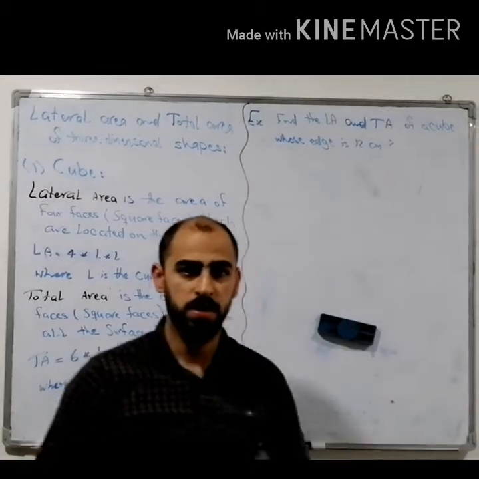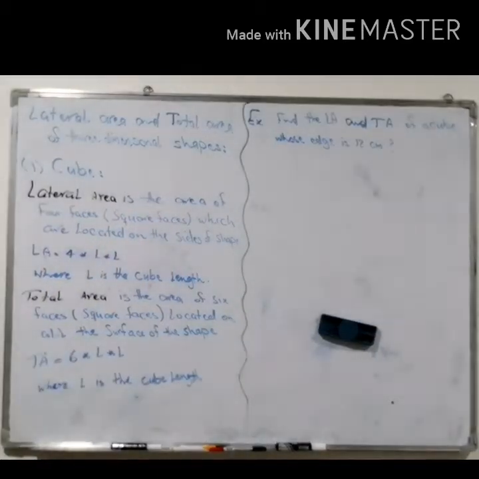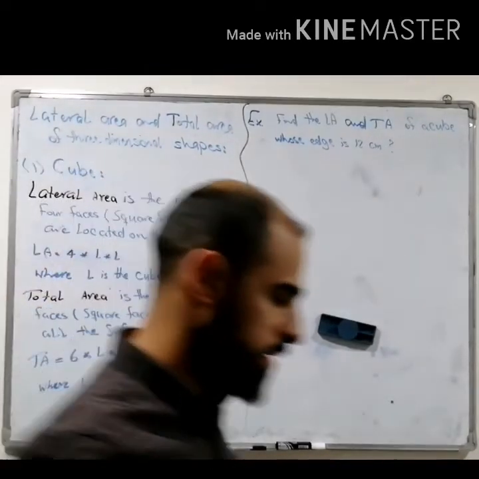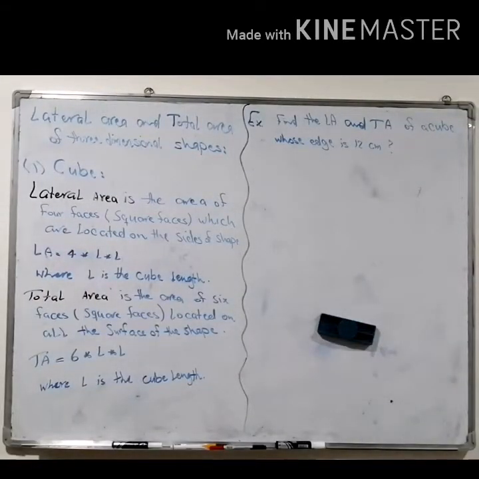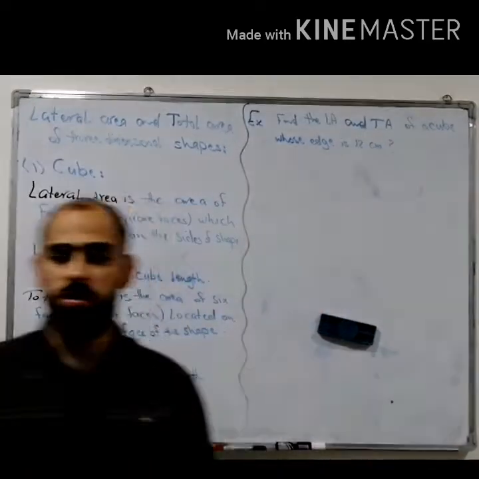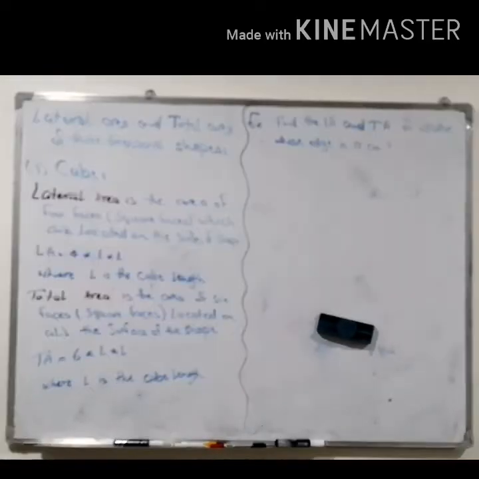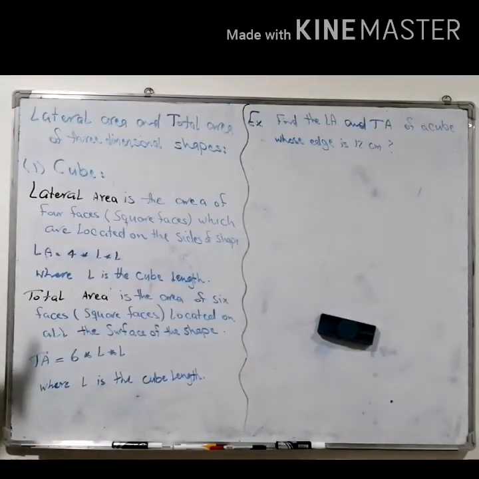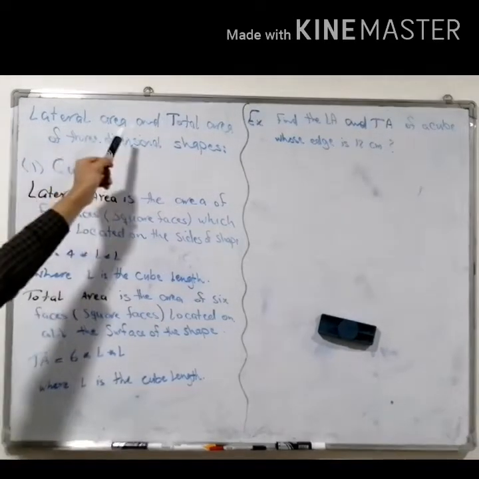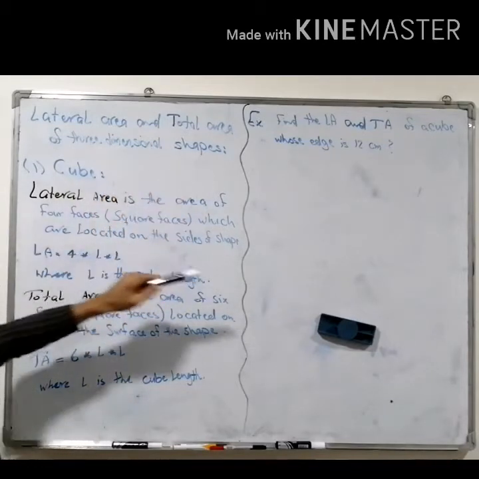Dear student, our lecture today is about finding the lateral area and total area of a cube and parallelepiped. This lecture is special for first intermediate distinguished student. In the last lecture, we took how to find the volume of cube and parallelepiped. In this lecture we will take how to find the lateral area and total area of three-dimensional shapes, which are the cube and parallelepiped.